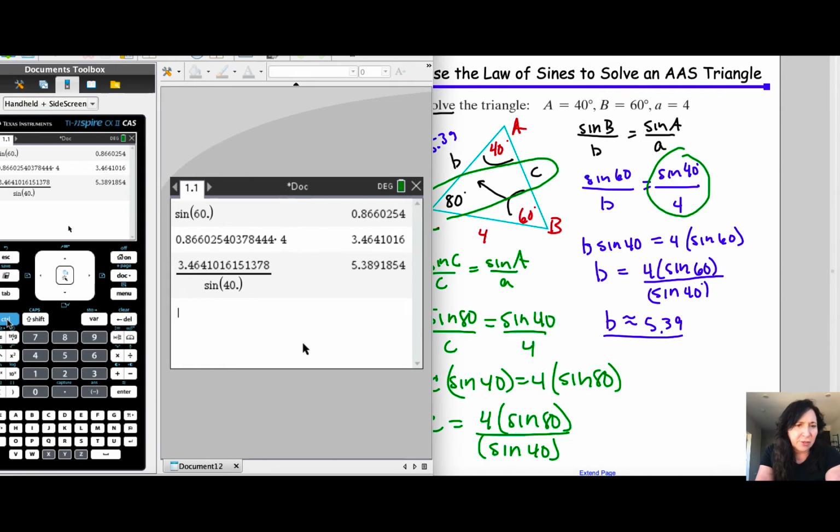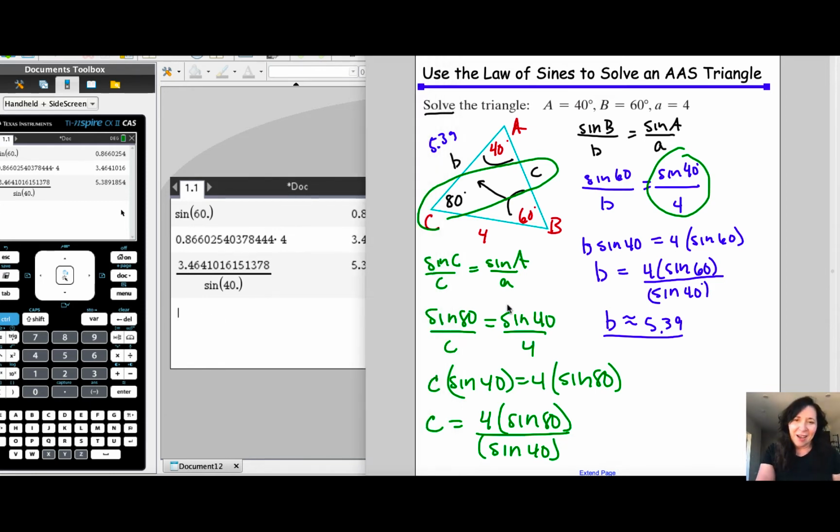This is very strange. I'm not really sure what's happening with this as far as it keeps giving me a weird thing. But anyway, let's keep trying. So I'm going to type it in. We've got sine of 80 point, I'm going to get that number, enter, times 4.